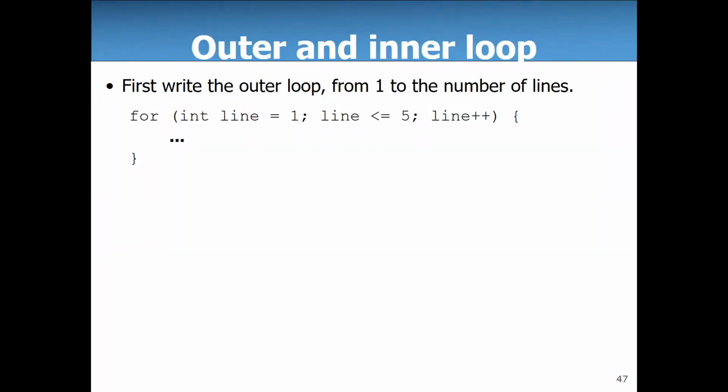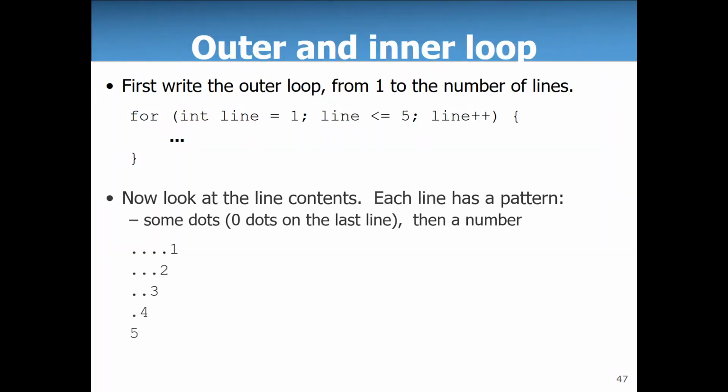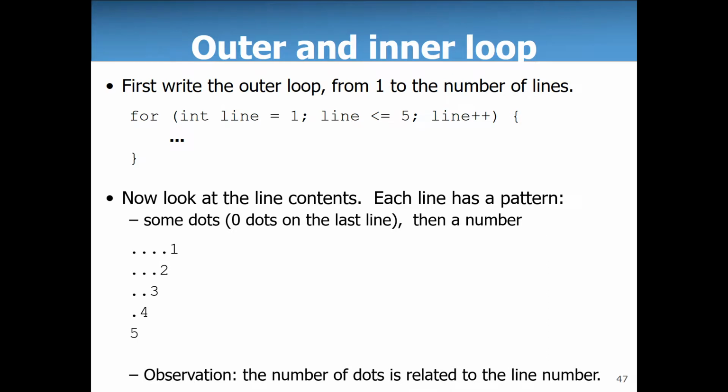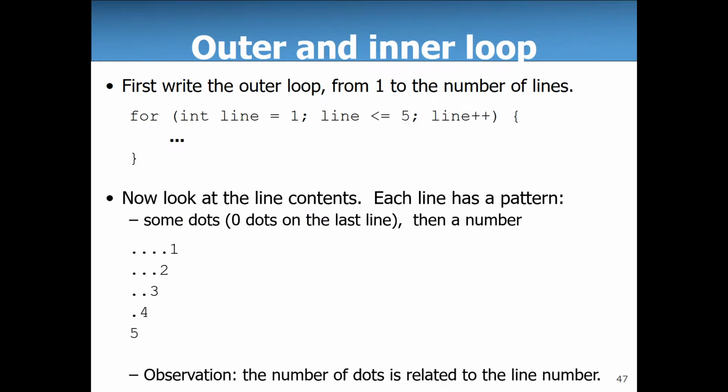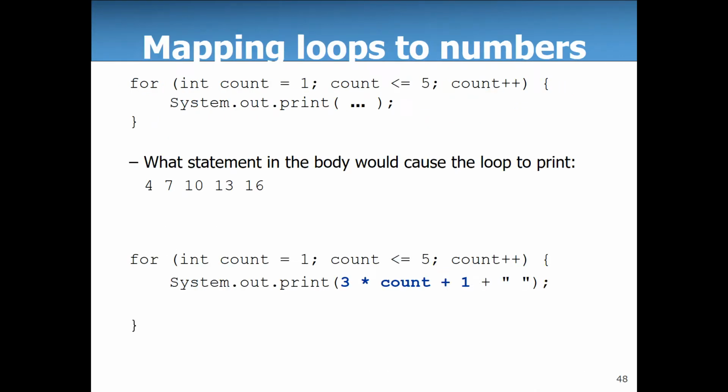First, write the outer loop from 1 to the number of lines. Now we look at the dots. There's some dots, 0 on the last line, and then a number. So the number of dots you have, that's related to the line number. 0 on the last, 1 on the second to last, 3 on the third to last. So let's see.